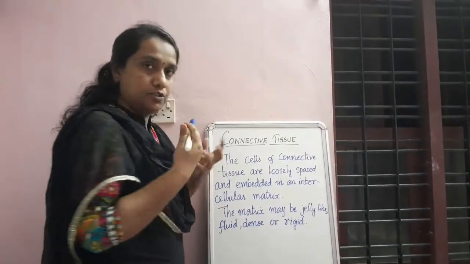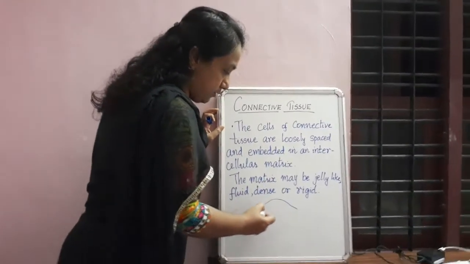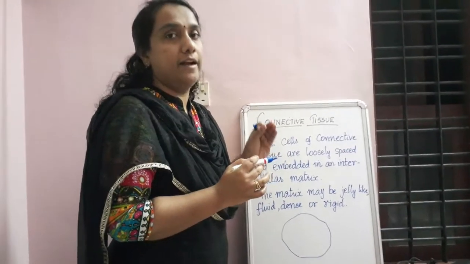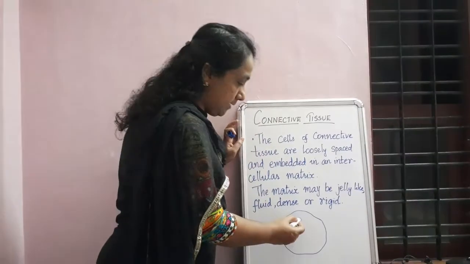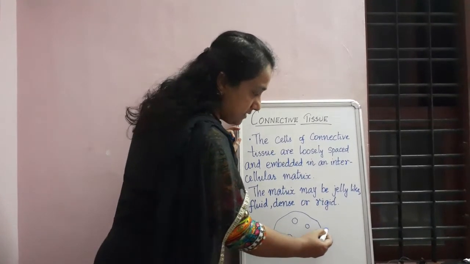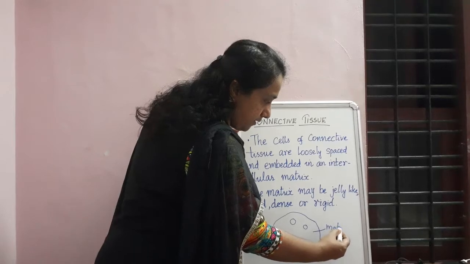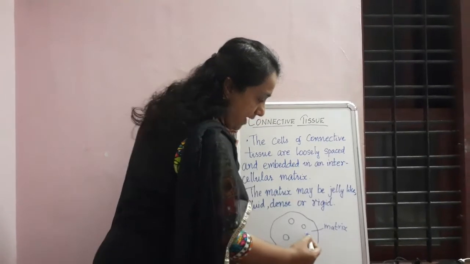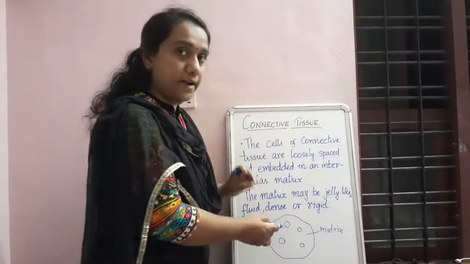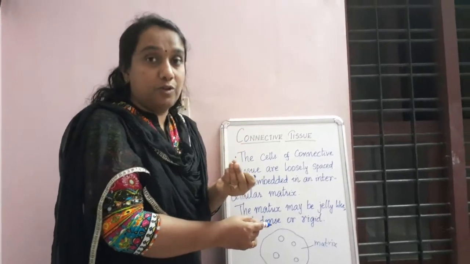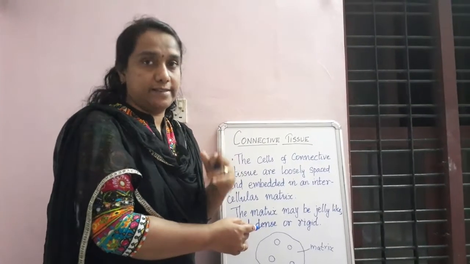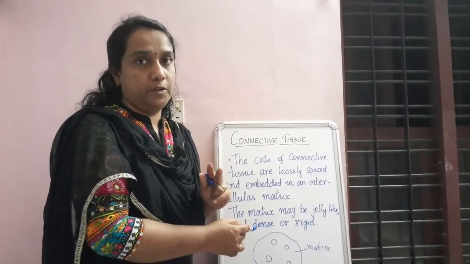If I draw a rough diagram, it will give you an idea. If you see connective tissue under a microscope, you can see different types of cells embedded in this. This is known as the matrix, and these are the different types of cells. The different types of cells are embedded in a jelly or a slightly more dense substance that is known as the matrix. Now we will see two examples, blood and bone.